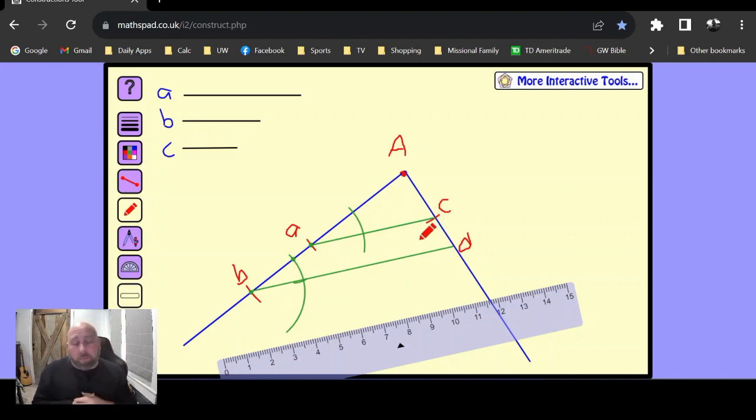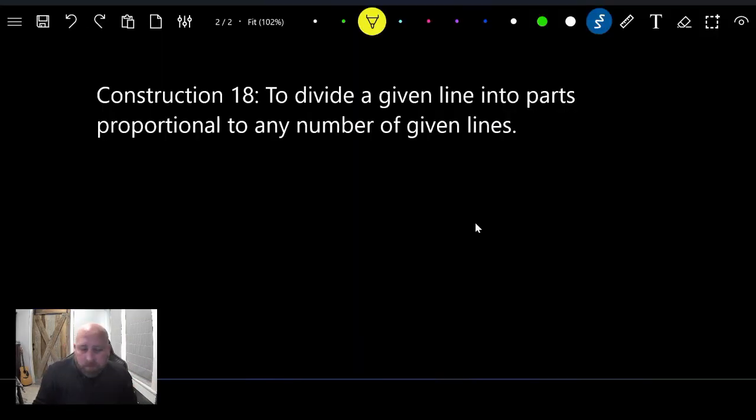So to create a proportional segment, all you're going to do is make a parallel line. How do you make a parallel line? By copying the angle. All right, let's go ahead and look down here and do construction number 18. Construction 18, to divide a given line into parts proportional to any number of given lines. So if we have 3 given lines, we're going to make it into 3 proportional parts. If we have 5 given lines, we're going to make it into 5 proportional parts.